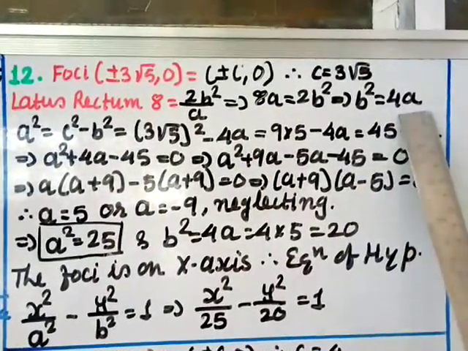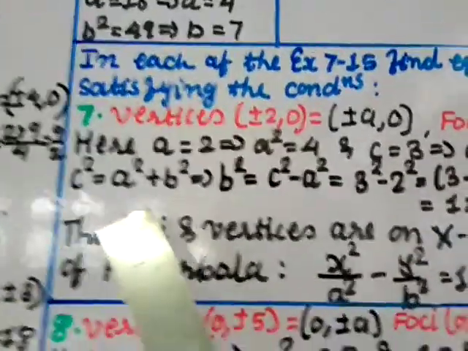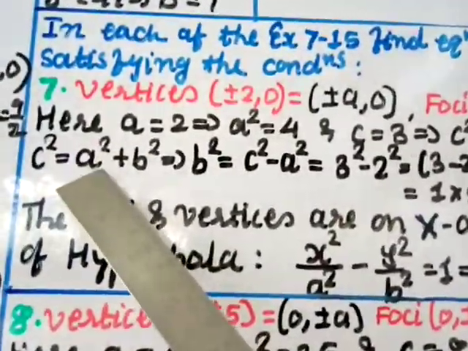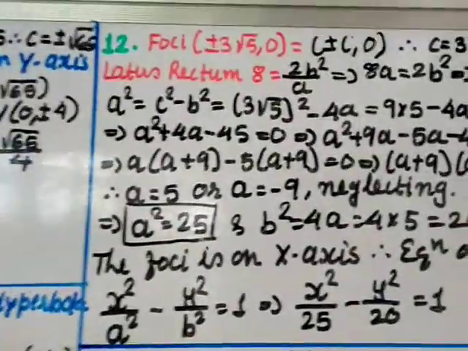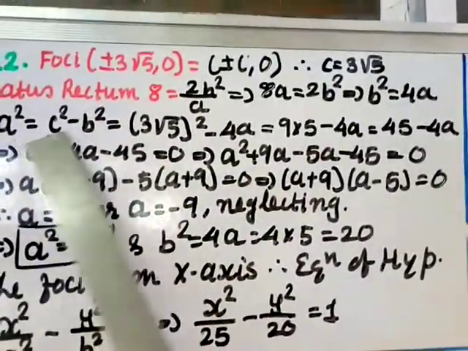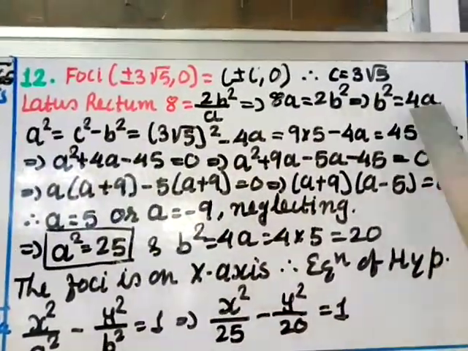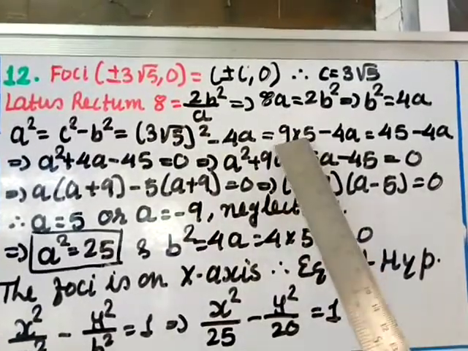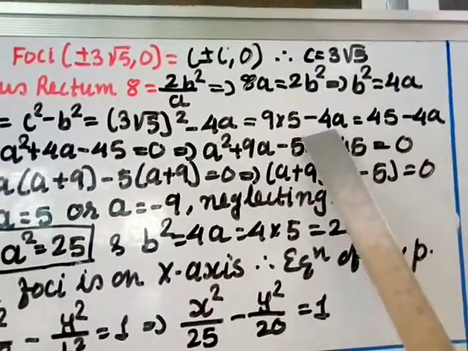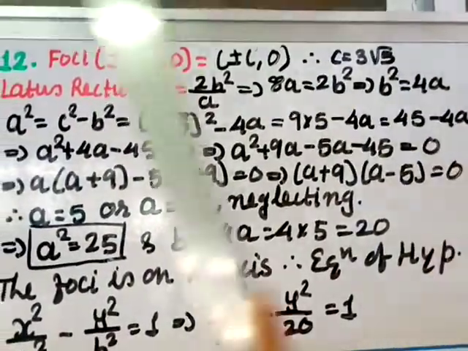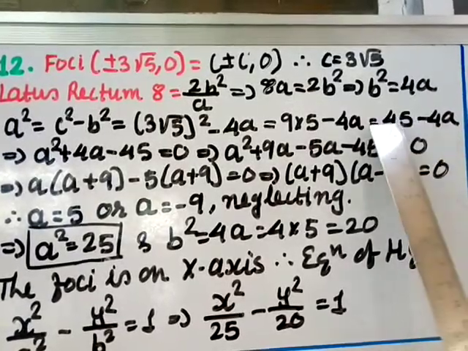Now a square is equal to c square minus b square. Okay, just using this formula. From here, if I want to find value of a square, b square transfer over here. So you get c square minus b square equal to, c value is 3 root 5, so 3 root 5 whole square minus b square value is 4a. 3 square is 9 into root 5 square is 5, minus 4a. 9 into 5 is 45 minus 4a. Both these terms transfer over here with a square. This when you transfer it will become positive and this will become negative.